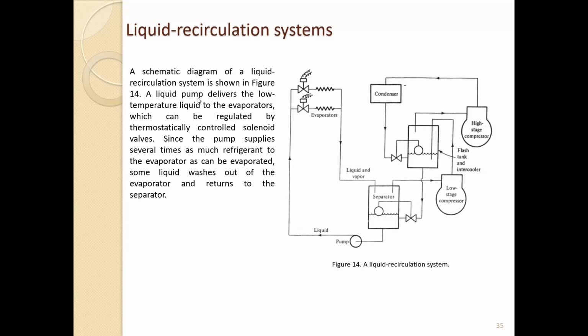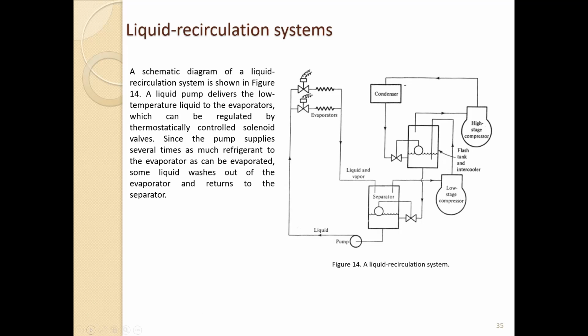A liquid pump delivers the low temperature liquid to the evaporator, which can be regulated by a thermostatically controlled solenoid valve. Since the pump supplies several times as much refrigerant to the evaporator as can be evaporated, some liquid washes out of the evaporator and returns to the separator. Yun. Okay.